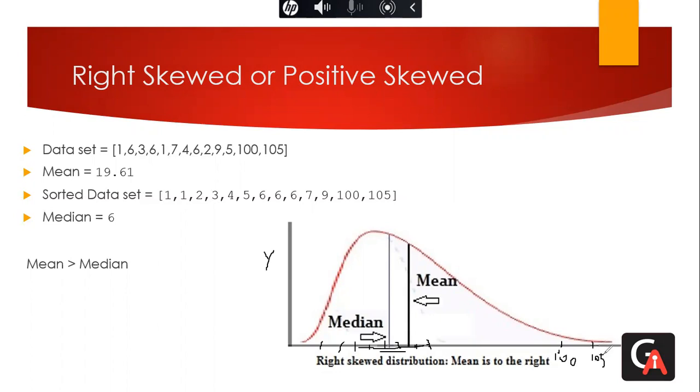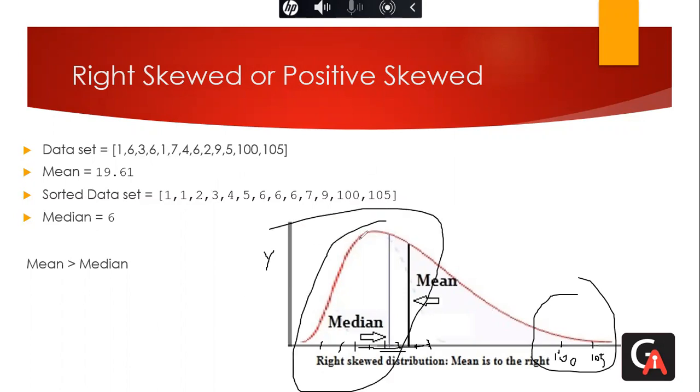So you can say that 100 and 105 have very little frequency. In this region there are only 2 data points, and most of the data is in this other region. Because of these two outliers, I am getting the tail on the right side. So this type of graph is called right skewed. When I get right skewed, the mean will be greater than the median.